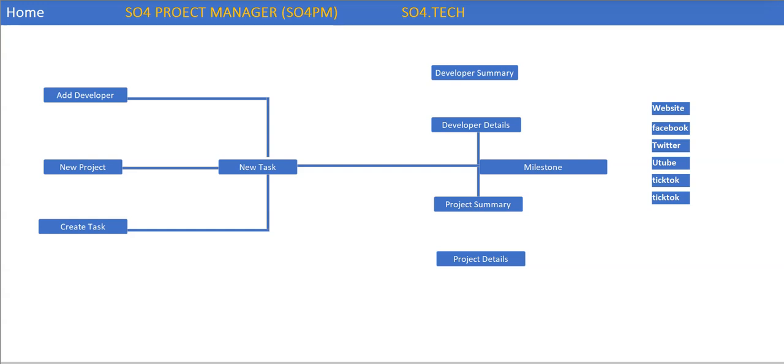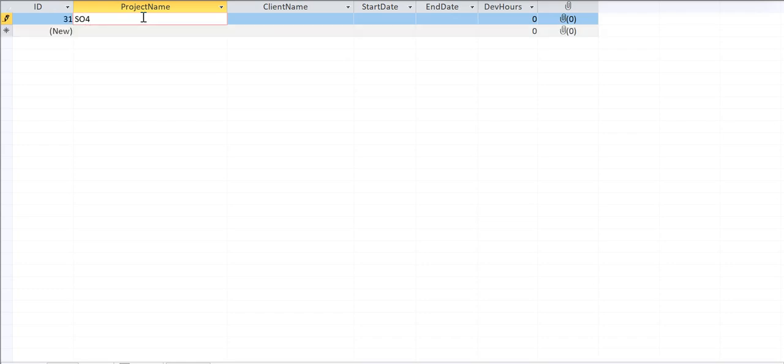Now let's begin with SO4 Project Manager by creating our first project. So to begin with, we create a new project. We are going to indicate the name of the project. So we are creating a project called My Passbook or SO4 Passbook.